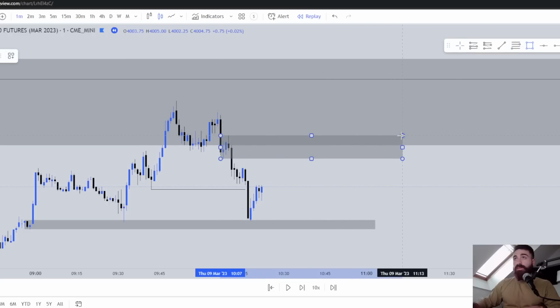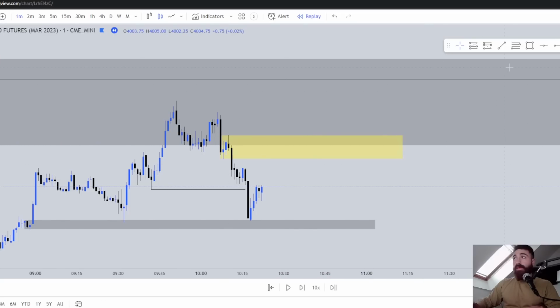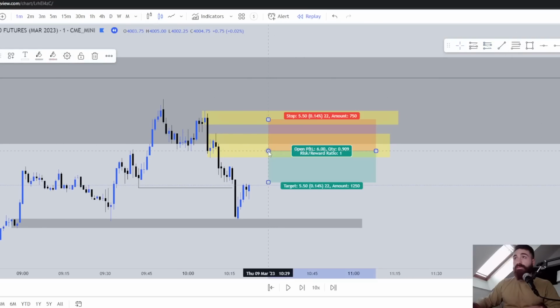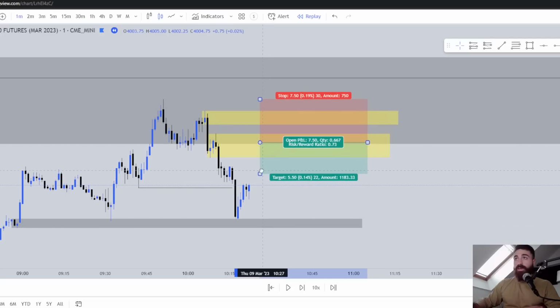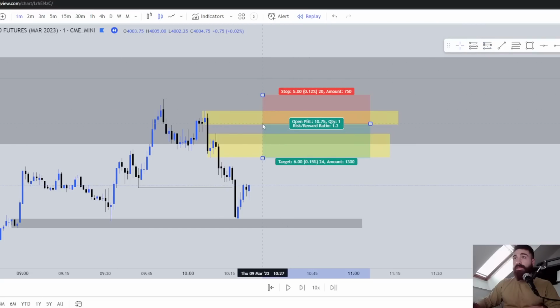We have two areas. We have this area right here, okay? And we have this area right here, okay? So now we have two options: either take the trade from here and put the stop loss above, or just wait till this area and have a really tight stop loss above this, okay?